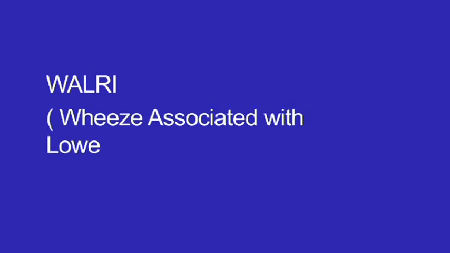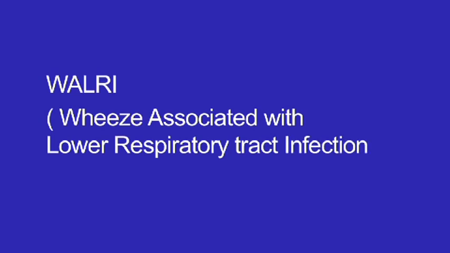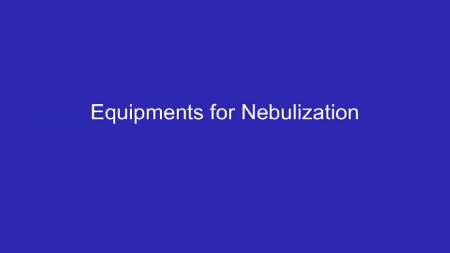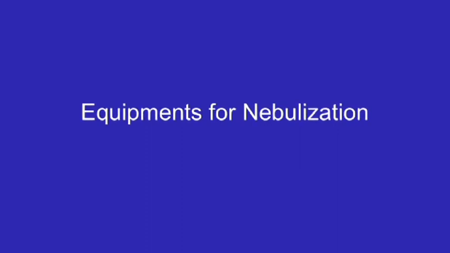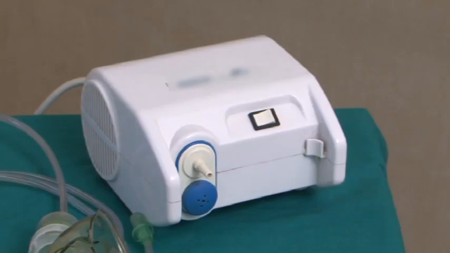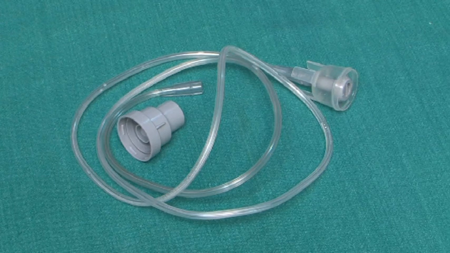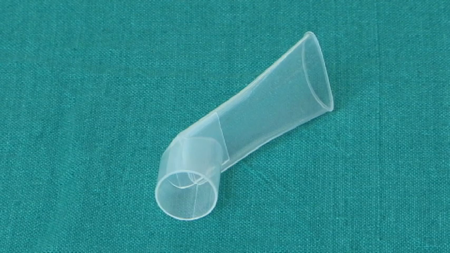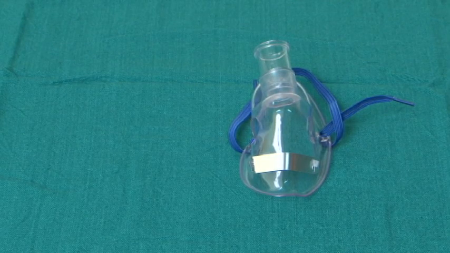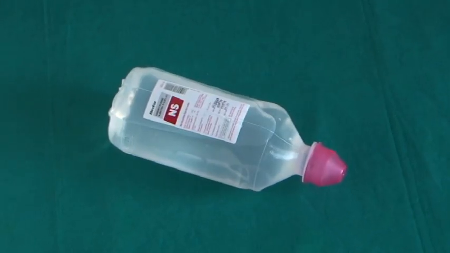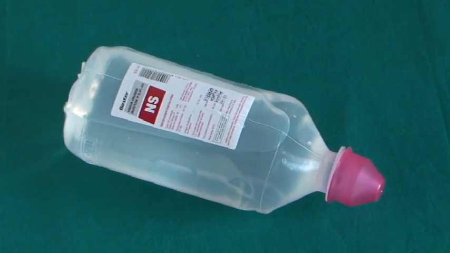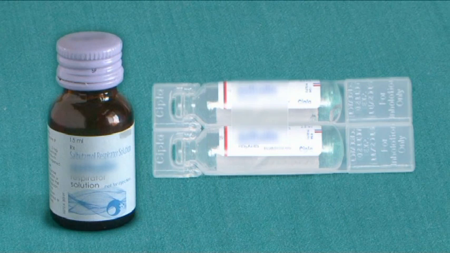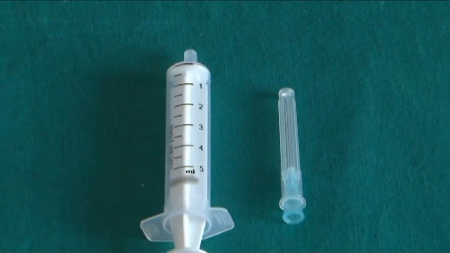Indications: WALRI, wheeze associated with lower respiratory tract infections, and asthma. Equipment for nebulization: nebulizer, connecting disposable tubes, mouthpiece for older children, face mask for infant, normal saline solution, drugs to be given through the nebulizer, and a 5 cc syringe.